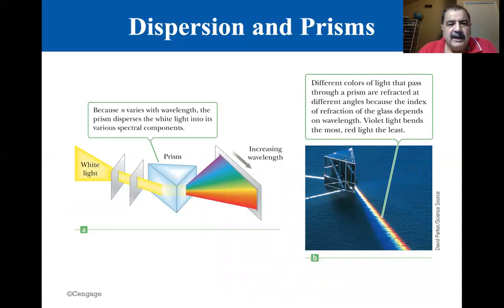So you have white light coming in through these slits. You go through the prism, and it spreads them out. This is about 400 nanometers. This is about 700 nanometers. So it's increasing wavelength over here. The different colors of light that pass through a prism are refracted at different angles because the index of refraction of the glass depends on wavelength. Violet bends the most, red light the least.